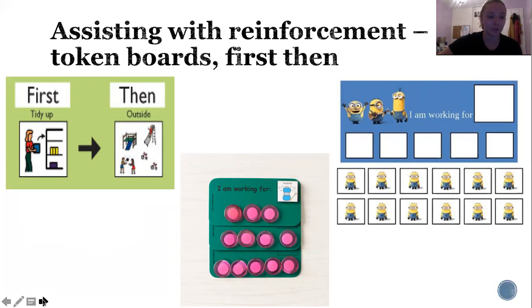Similarly, a first-then board is used as a visual reminder that once a non-preferred activity is complete, the learner will get a preferred activity or item. This helps with predictability for the learner and improves self-management.